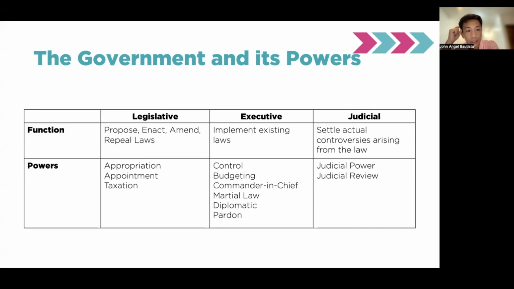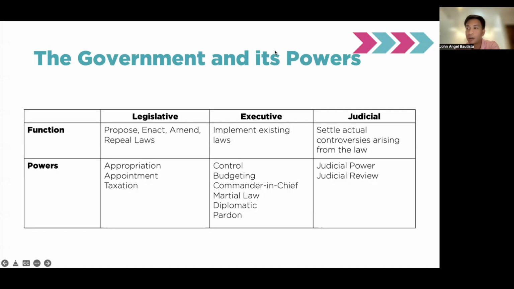Okay. So here, in terms of functions and powers, makikita nyo dyan, na-discuss natin kanina, propose, enact, amend, and repeal laws. By propose, we mean mag-issue ng bills, ganyan; enact, amend, magbago ng batas; repeal, tanggalin yung batas at palitan ng bago; implement existing laws, yung sa executive at sa judicial; settle actual controversies.